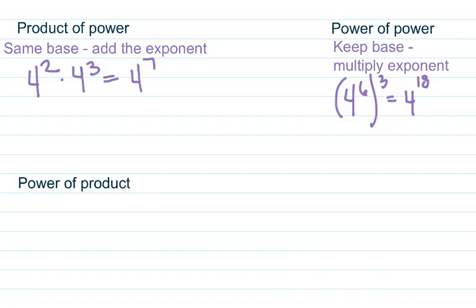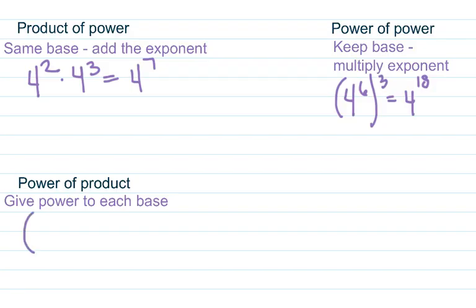All right, the next one is power of a product. For this one, you're going to assign the power to each of the bases, so you can expect to have a different base on this one. I'm going to write that out, and then I'm going to give you an example. You're basically distributing the power to what's inside the parentheses. So I'm going to show you an example.